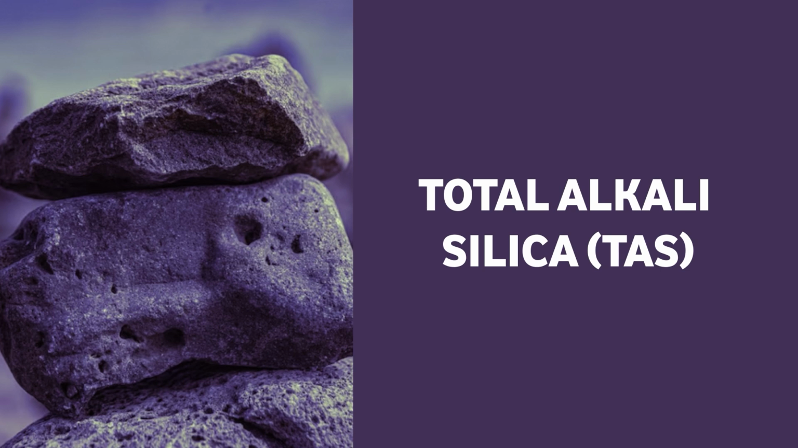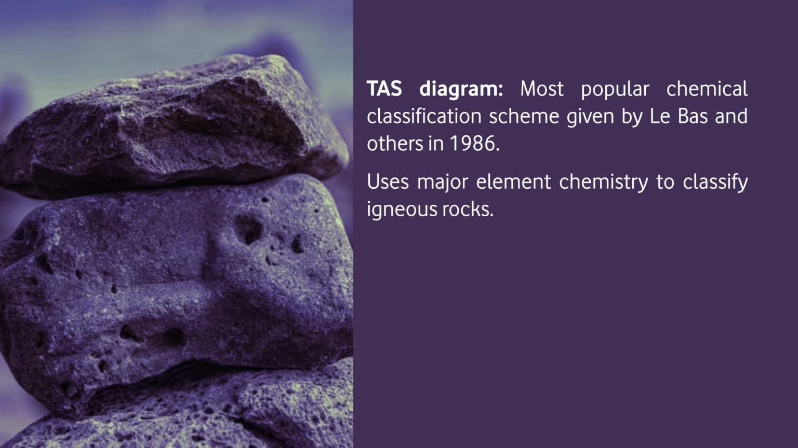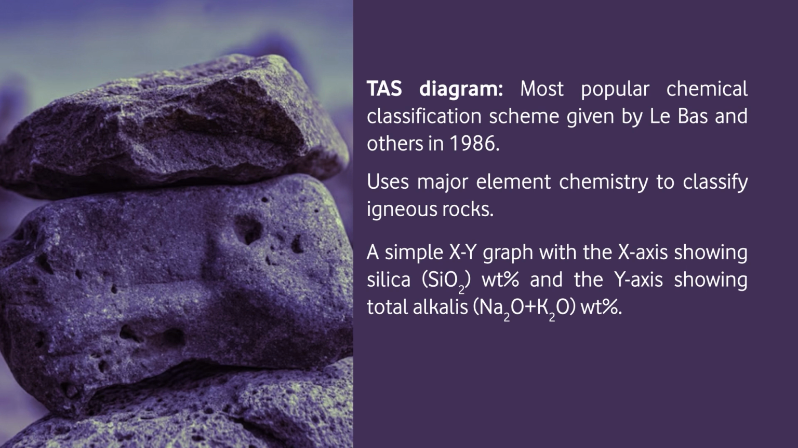Then here we have the total alkali silica classification. The total alkali silica diagram happens to be the most popular chemical classification scheme, given by Le Bas and others in 1986. This uses major element chemistry to classify igneous rocks. A simple XY graph is used for this classification, with the x-axis showing the silica weight percentage and the y-axis showing total alkali, that is Na2O plus K2O weight percentage.